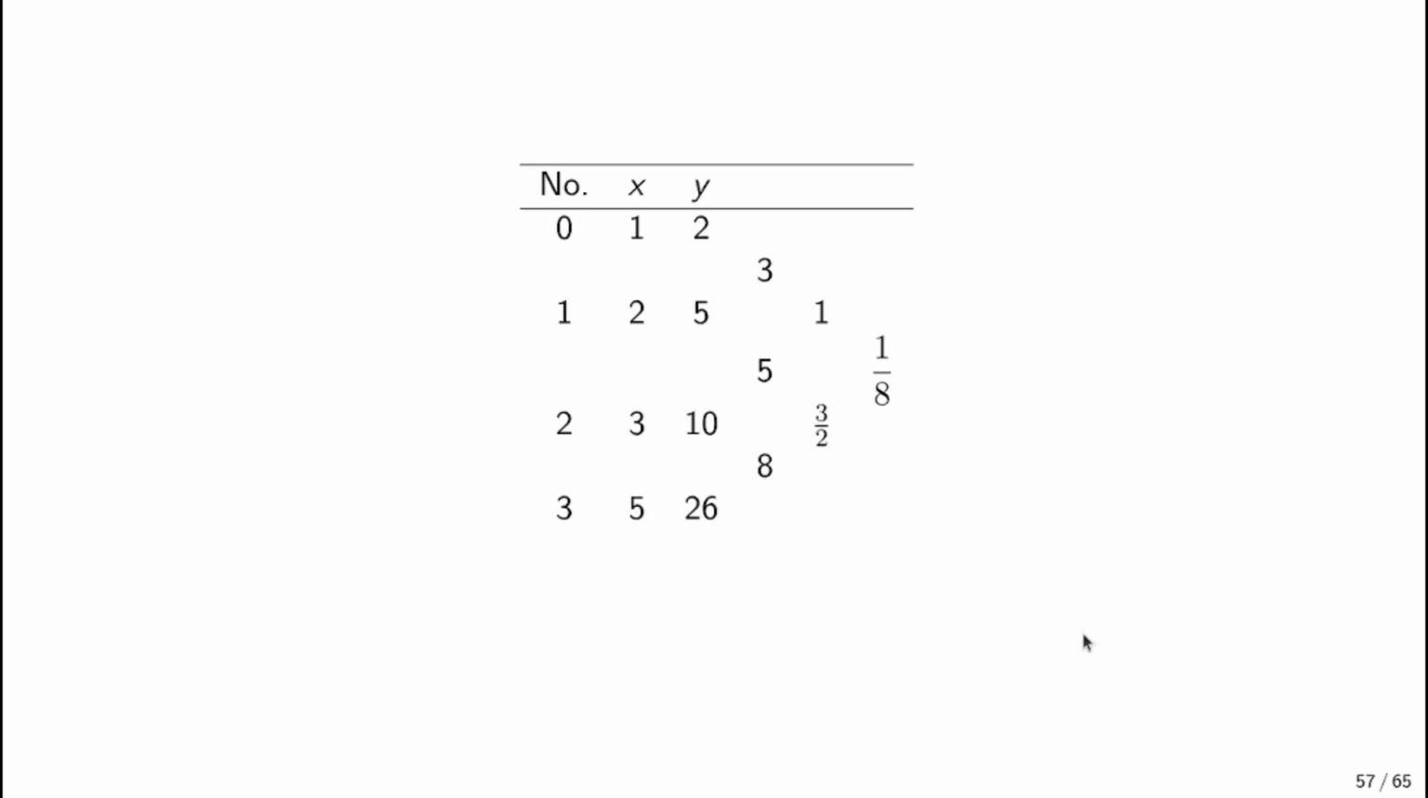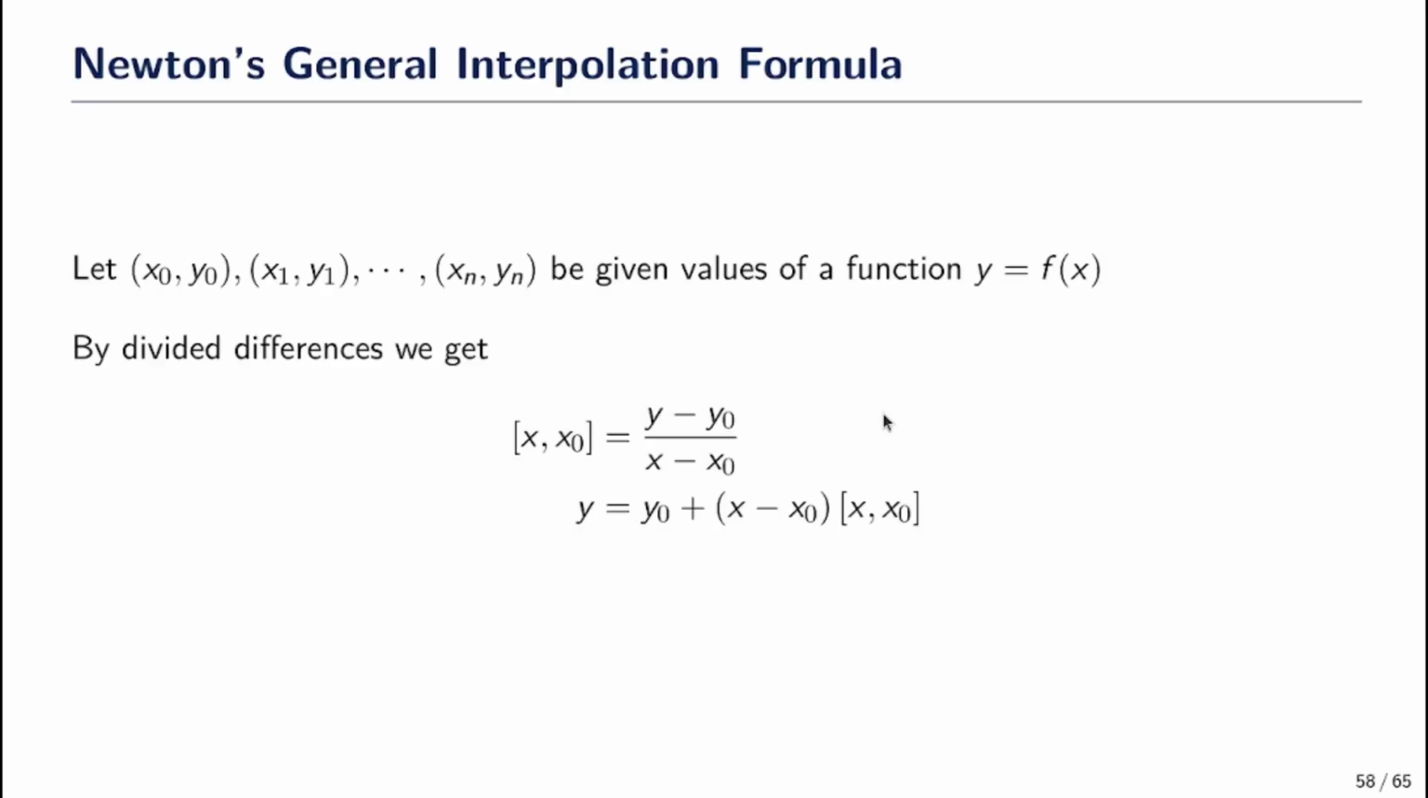So the final table looks like this. The first column is the numbering, the second column is the x value, the third column is the y value. This is the first divided difference, the next column is the second divided difference, and this is the third divided difference. Now, using divided differences, we will derive the general interpolation formula by Newton.